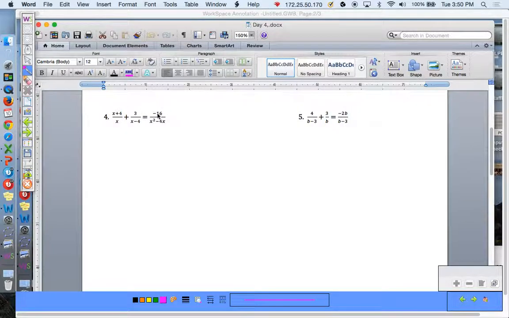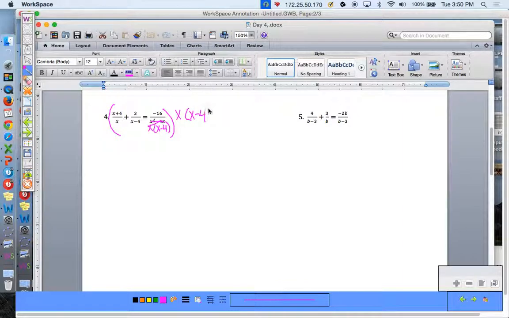So number 4, one thing I noticed is we can factor this into x times x minus 4. So now, let's see, we have our terms x and x minus 4. Multiply it in, so this term we wouldn't have the x, but we'd have x plus 4 times x minus 4. Plus 3, we wouldn't have the x minus 4, so we just have the x equals, we won't have those two, so just negative 16.